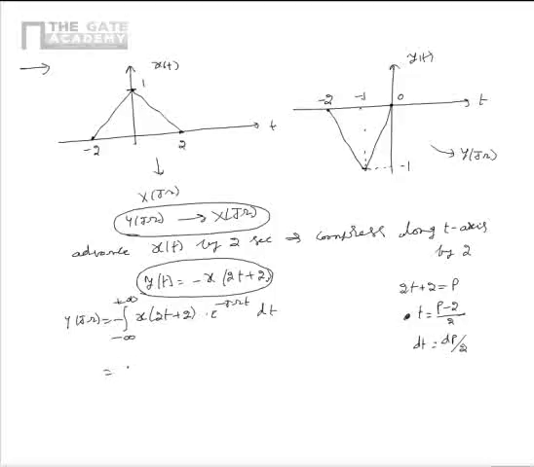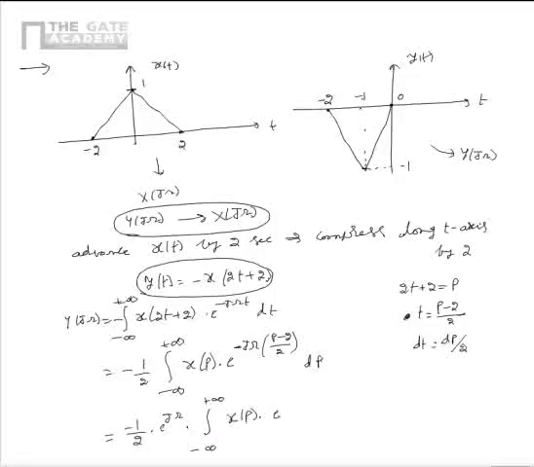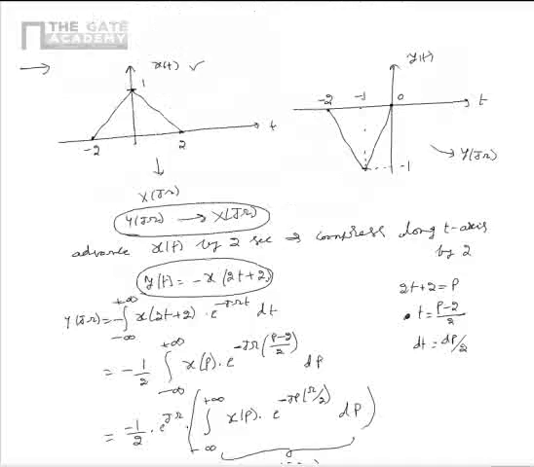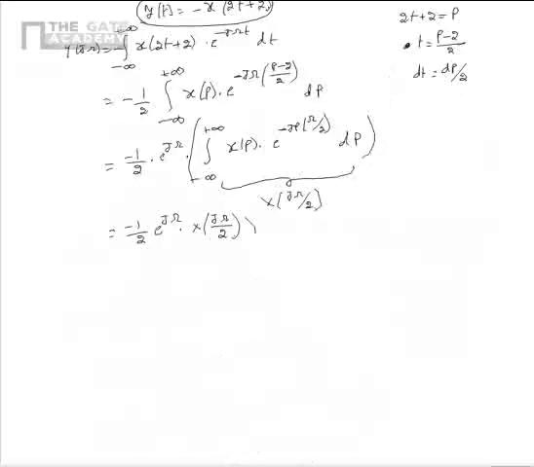So from this we can write that Y of j omega is equal to minus 1 by 2 multiplied by integral minus infinity to plus infinity x of p multiplied by e power minus j omega multiplied by (p minus 2) divided by 2 dp, which upon simplification can be written as minus 1 by 2 multiplied by e power j omega multiplied by integral minus infinity to plus infinity x of p multiplied by e power minus j p multiplied by omega by 2 dp. But we know that the quantity present in the brackets is equal to X of j omega by 2. From this, we can simplify Y of j omega as minus 1 by 2 multiplied by e power j omega multiplied by X of j omega by 2. So from the given x of t and y of t, we can get Y of j omega in terms of X of j omega as shown.